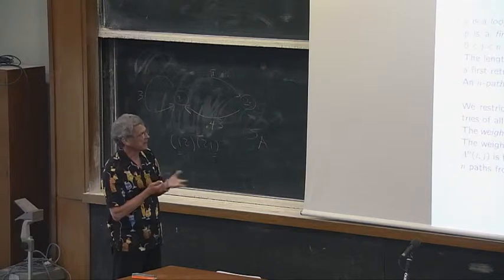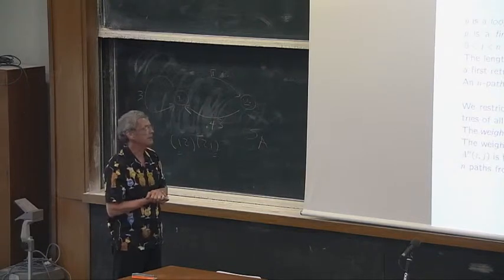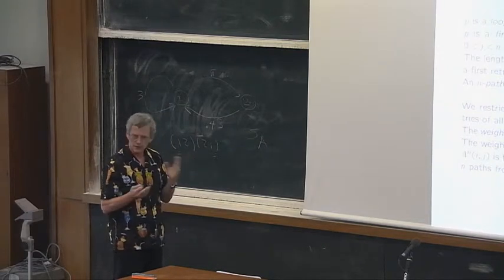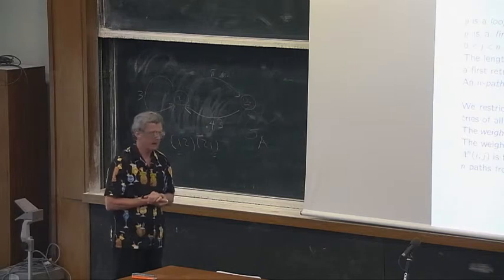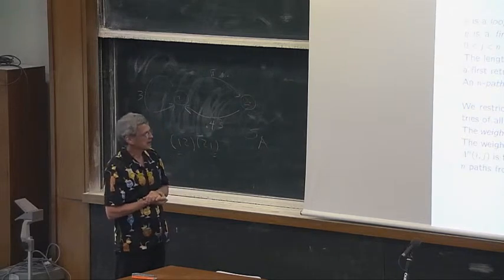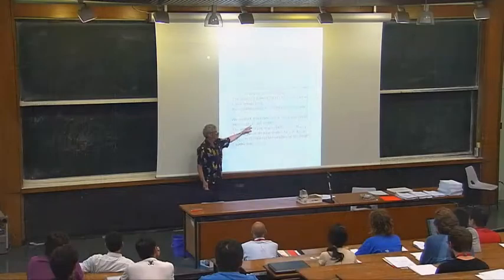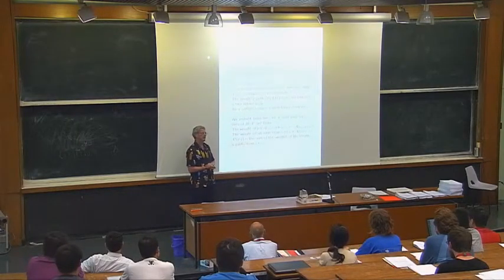Okay, and well, I say an n path is a path of length n. An n loop is a loop of length n. The length is the number of edges in the path. Okay, and we restrict from here to matrices such that we have well-defined powers.